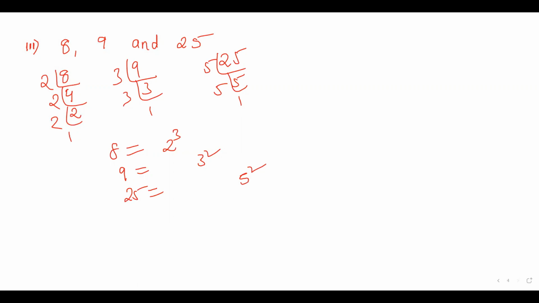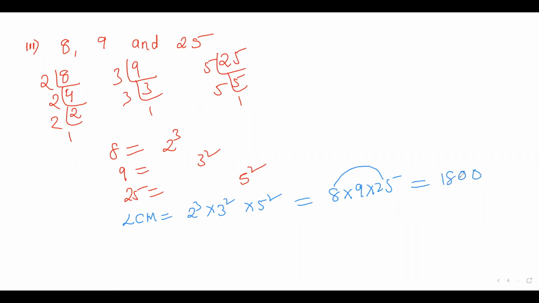We are not getting any common factor, so in LCM you have to take all the 3 uncommon factors, that is 2 cube into 3 square into 5 square, which is nothing but 8 into 9 into 25. 25 eights are, I think it is 200. Yes, 200 nines are 1800. Once you check the product.